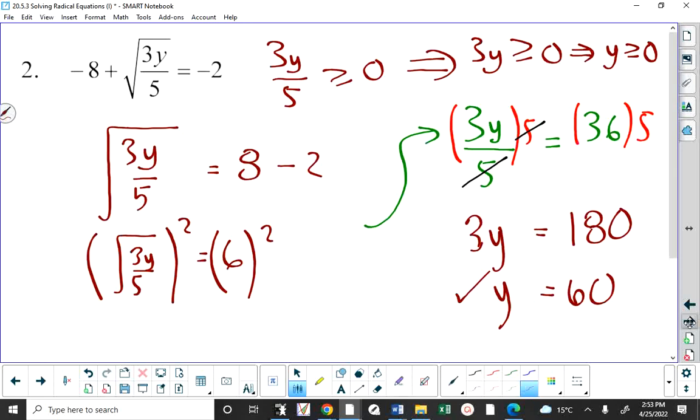Okay. But again, solving the equation and checking for extraneous roots is the focus today. It's way up here. That restriction on the variable is important for later, but it's kind of laying on the floor. It's not that big of a deal right now.